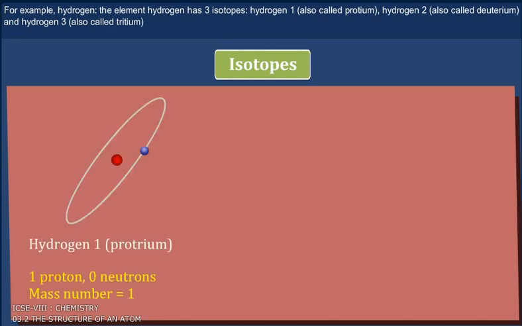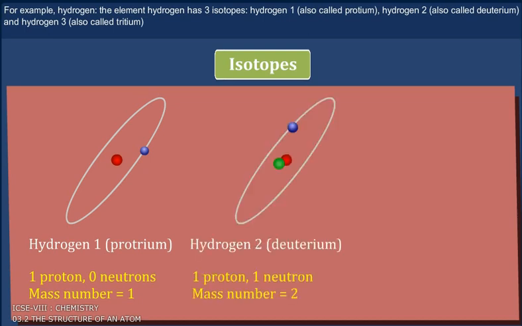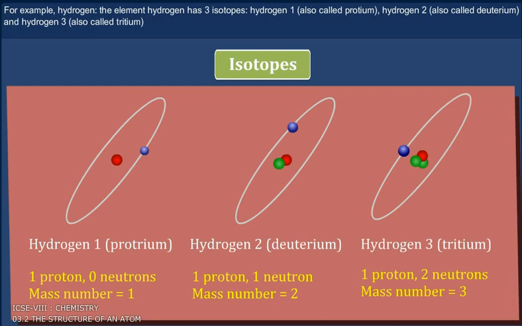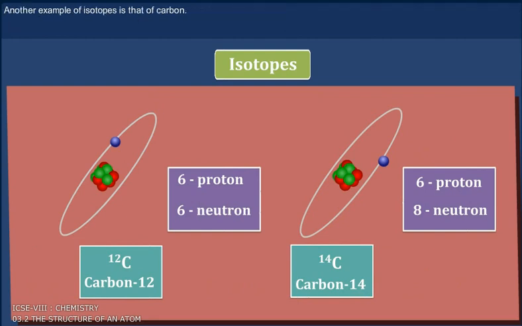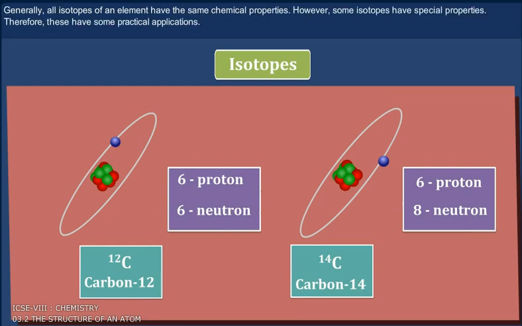Hydrogen 1, also called protium, hydrogen 2, also called deuterium, and hydrogen 3, also called tritium. Another example of isotopes is that of carbon. Generally, all isotopes of an element have the same chemical properties. However, some isotopes have special properties. Therefore, these have some practical applications.